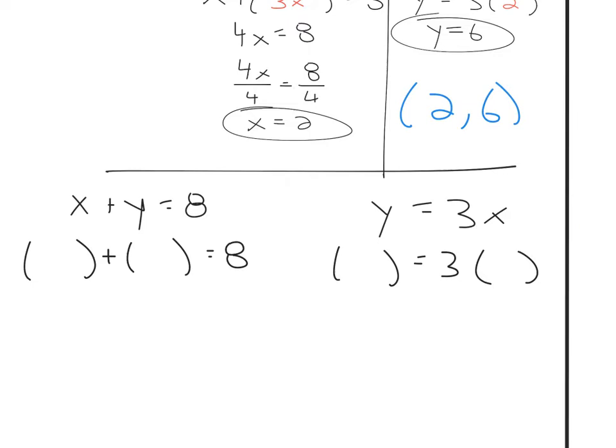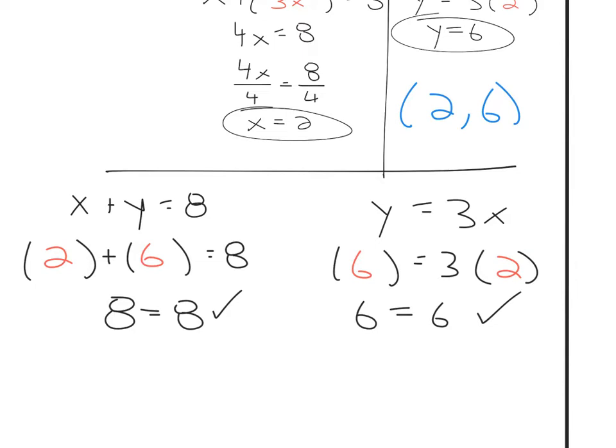And what are we going to sub in there? We're going to substitute in 2 for x and 6 for y. And then, of course, when we solve them, we get 2 plus 6 is 8. 8 equals 8. That's true. Check. And 6 equals 3 times 2, which is 6.